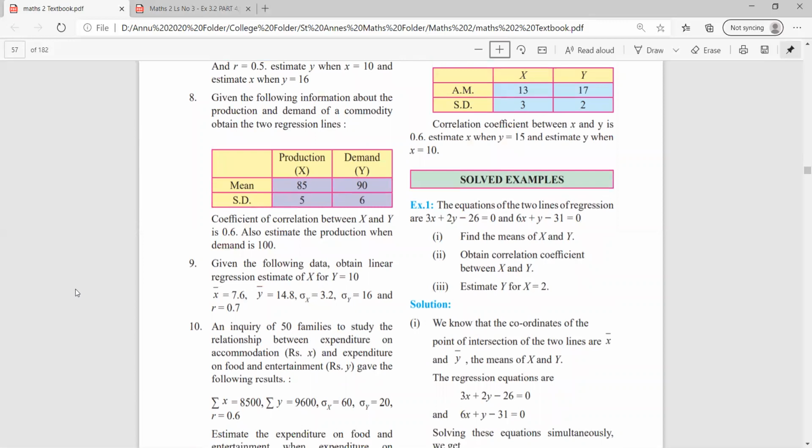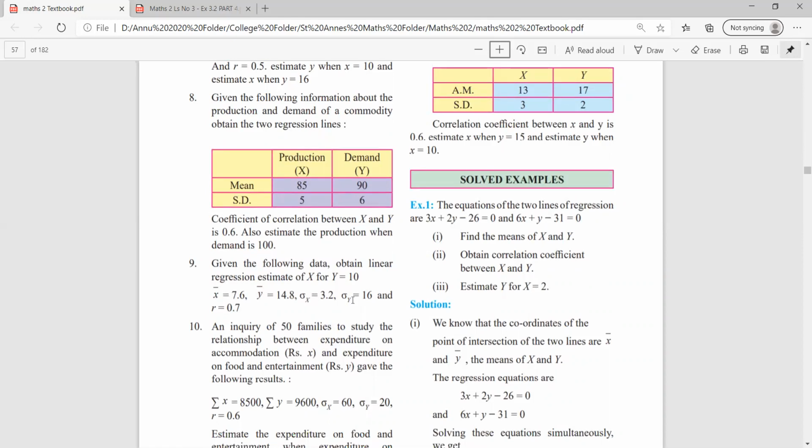So pay attention. Given the following data, obtain linear regression estimate of x for y is equal to 10. So they are asking you to find out x when y is equal to 10. That means they are asking you to find out regression equation of x on y. So for regression equation, we need regression coefficient.